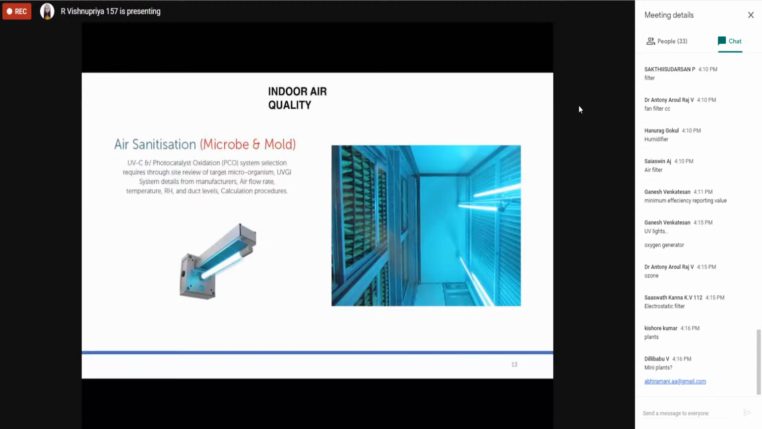Okay, next one is this UV lamp. UV lamp, it's a trend. It has become a trend now. Everybody is talking about UV lamp. I don't know why everybody is talking about UV. UV lamp was a very old thing which was available in the market long ago.